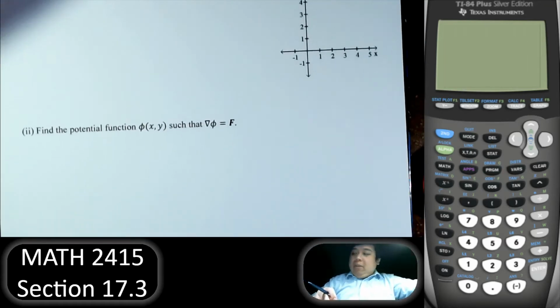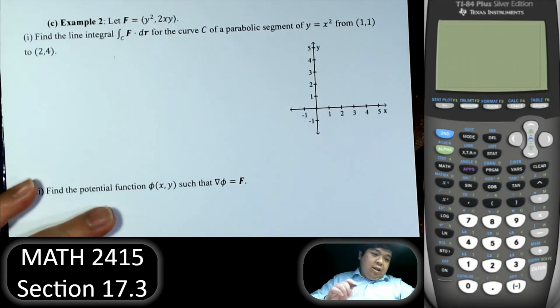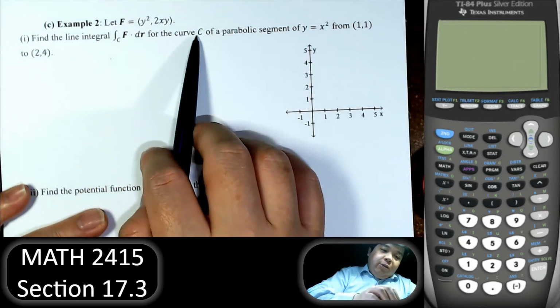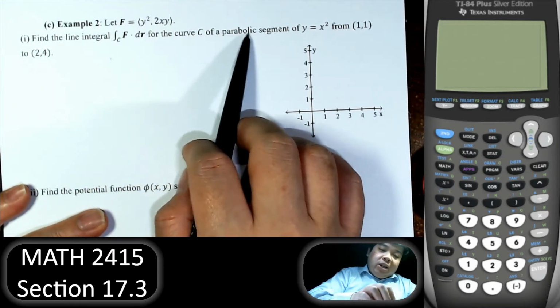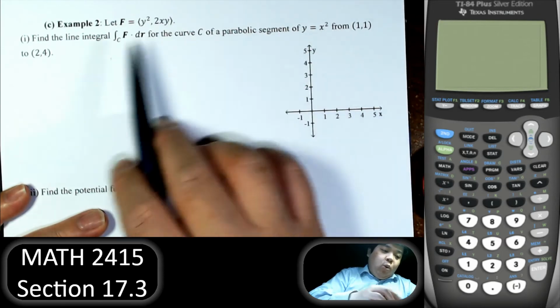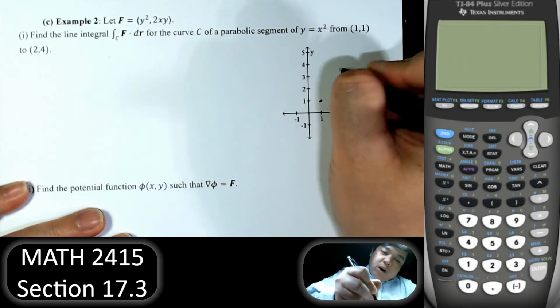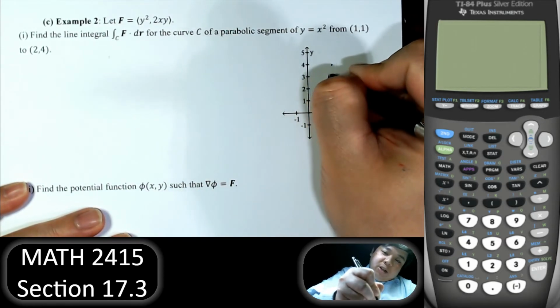Right, now we have another example here. Find the line integral for the curve in the parabolic segment y equal to x squared from (1, 1) to (2, 4). So we're talking about this.